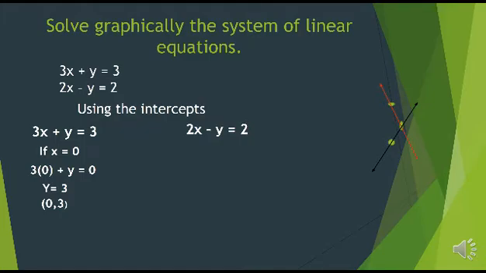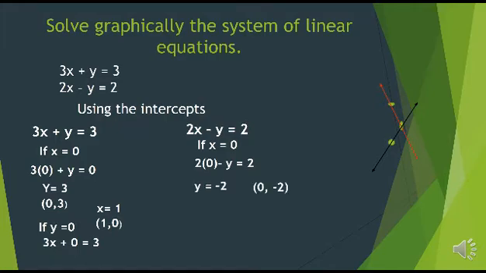And then if you're going to solve for x, if y is equal to 0, then 3x plus 0 equals 3, and x is equal to 1. So our solution is (1, 0). In the other equation, 2x minus y equals 2, let us make x equal to 0. Then 2 times 0 minus y is 2, and y is equal to negative 2. Then our solution is (0, negative 2).